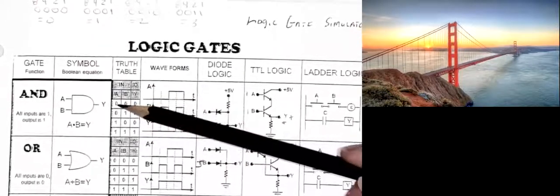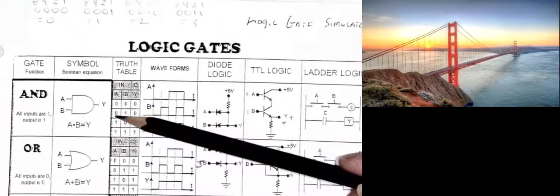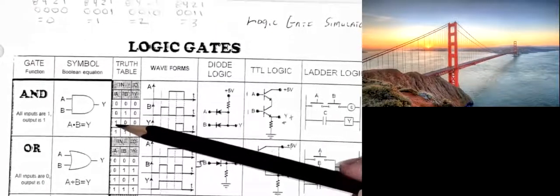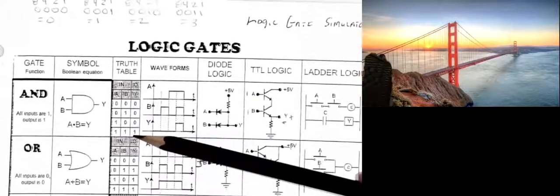And here it shows me if A is low and B is low, I'd have a low at the Y. If A is low but B is high, I'd still have a low. If A is high and B is low, I'd still have a low. Only if A and B are both high do I end up with a high.